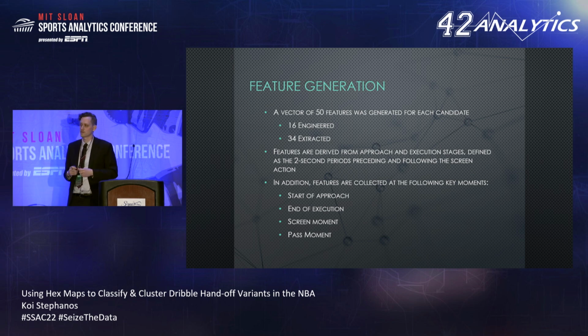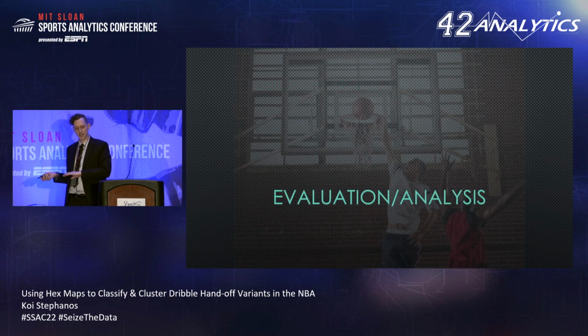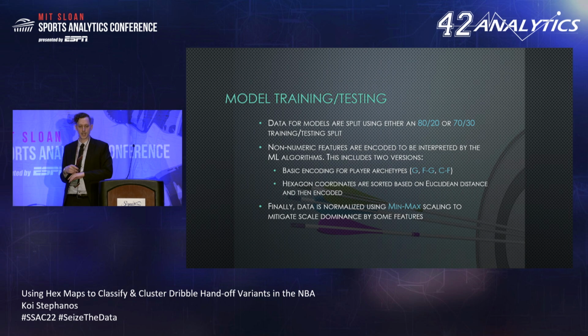In addition, we have 34 extracted features. These are largely about spacing dynamics, so how fast the player was moving, how far they were away from the screening player when the pass occurred, et cetera. So we take all those features from the approach and execution stages that we saw before, and we also look at the start of the sequence, end of the sequence, when the pass occurs, the screen moments, and take all of that information for each candidate, take it into the classification models, which we'll take a look at now.